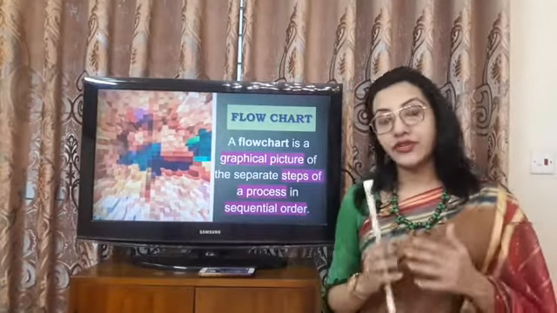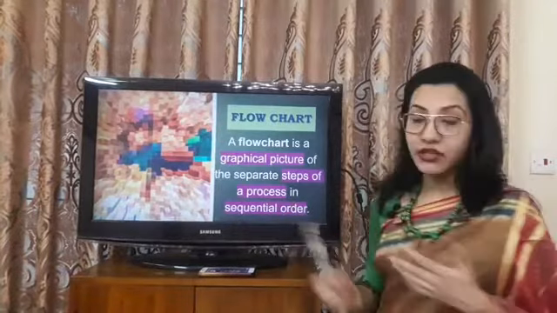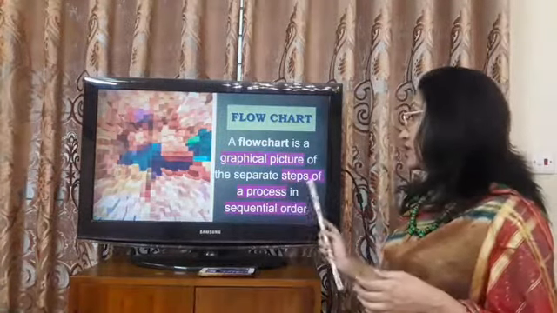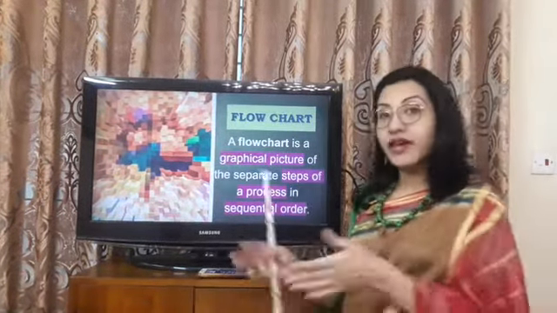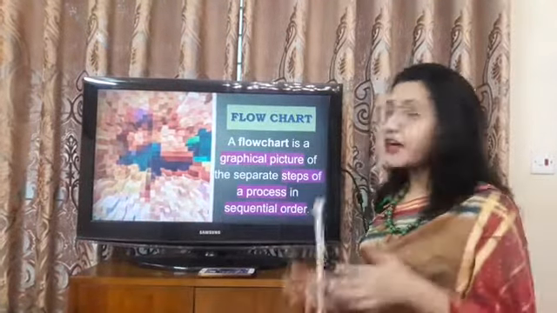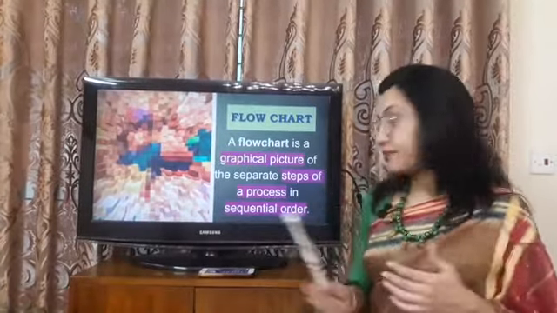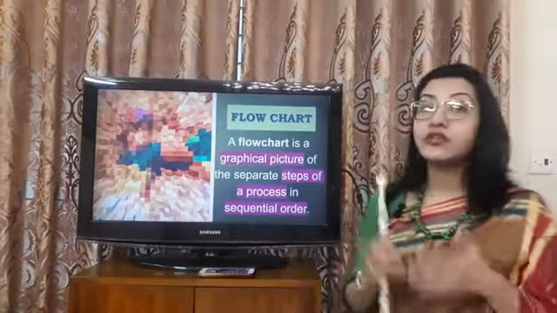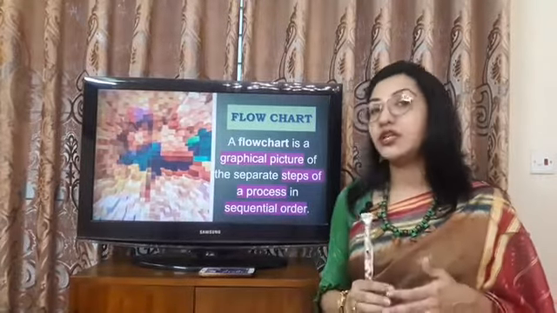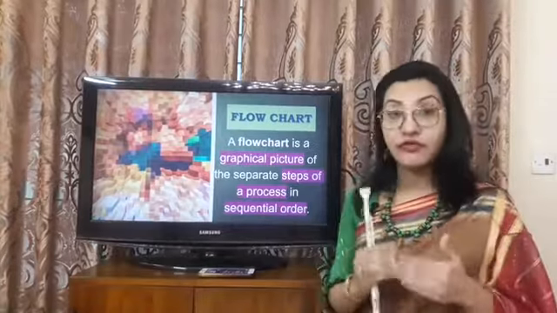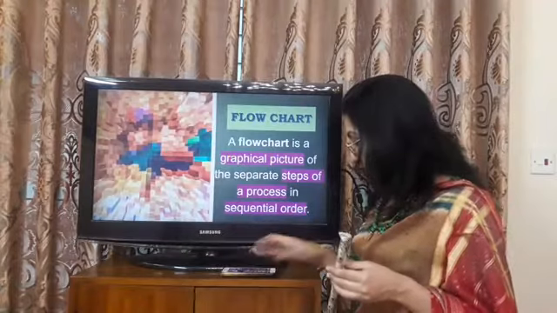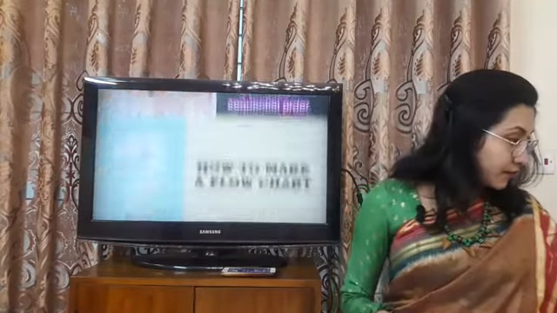So the 3 things that you have to keep in mind: it will be a graphical picture, that means we have to draw a flowchart. It is going to be steps of a process, so there will be 5 or 6 boxes. In our question, there will be 6 boxes. One will be given for you. The 5 boxes are what we have to fill up. And it should be in sequential order. So we have to complete the flowchart by using the information given in the passage, and we have to follow the order that is given. We cannot break that order.